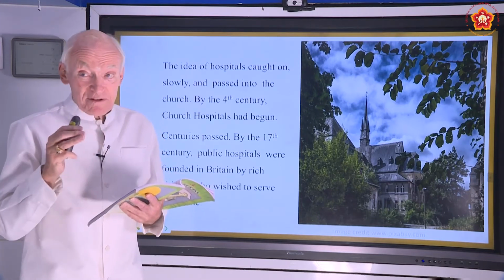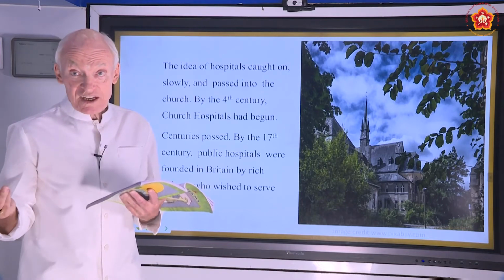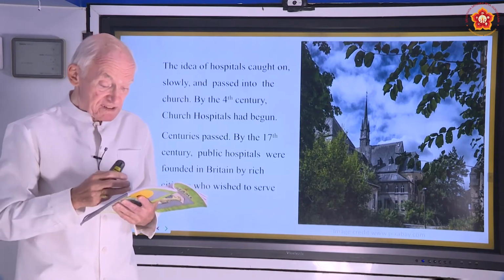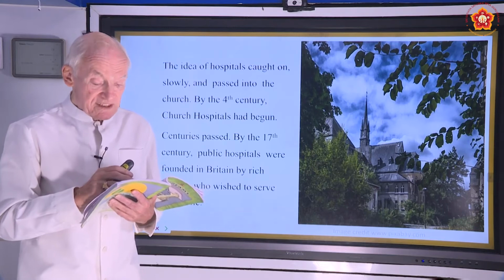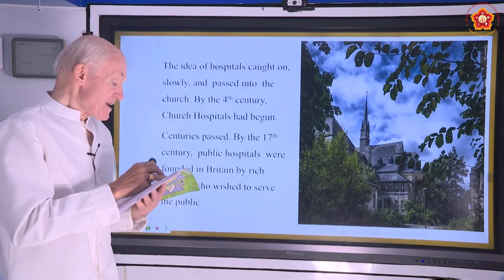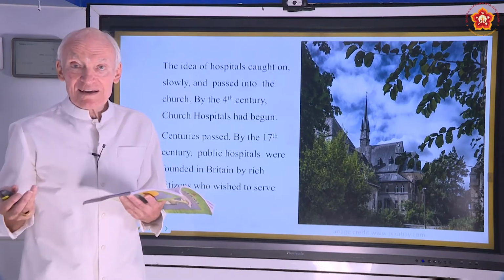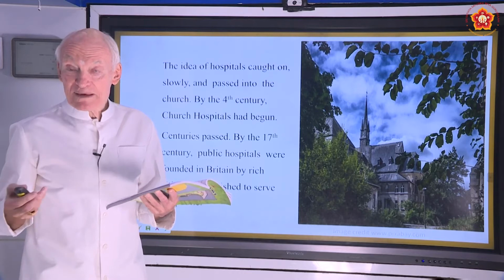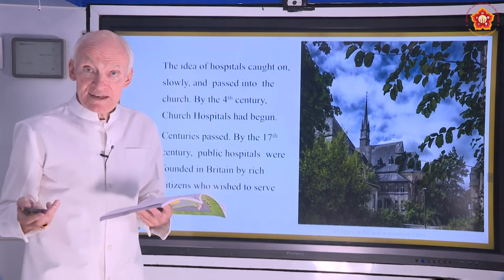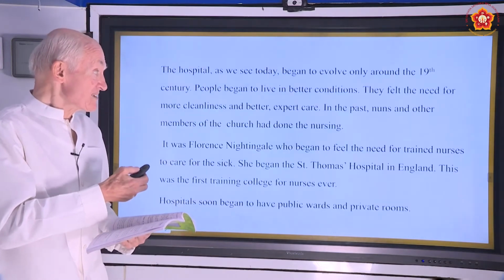Centuries passed. From the 4th century all the way to the 17th century, there were church hospitals. That's where most people had hospitals. By the 17th century, public hospitals were founded in Britain by rich citizens who wished to serve the public. Finally, economics were better, people were getting richer, and they wanted to take care of people. And so in Britain, they wanted to do some nice things. So what did they do?